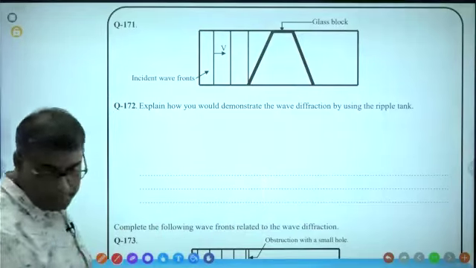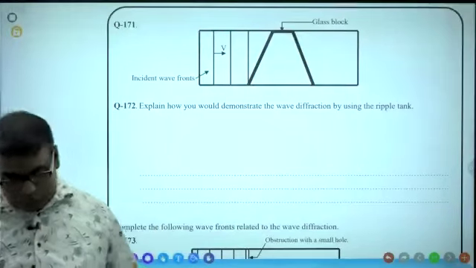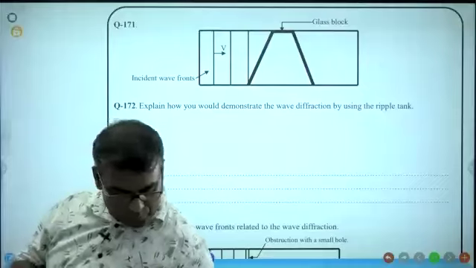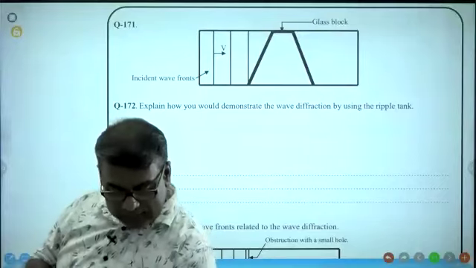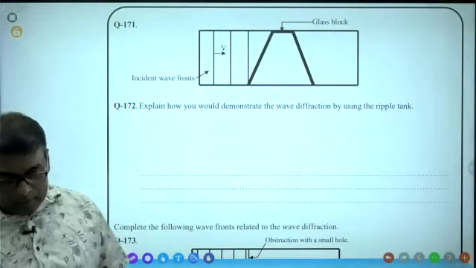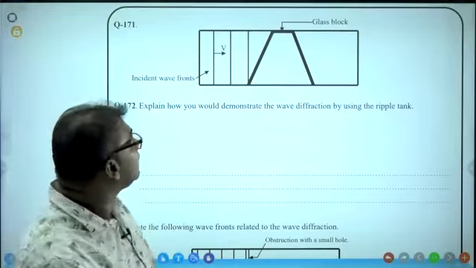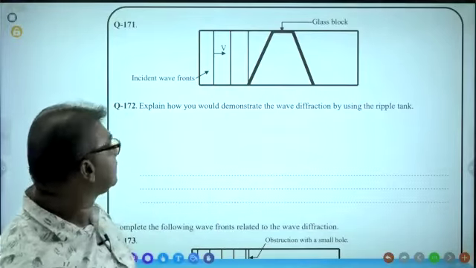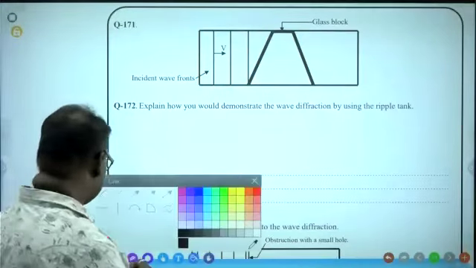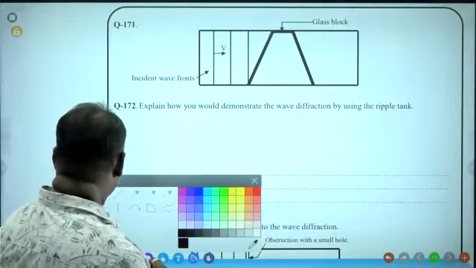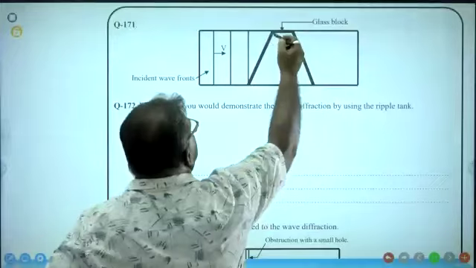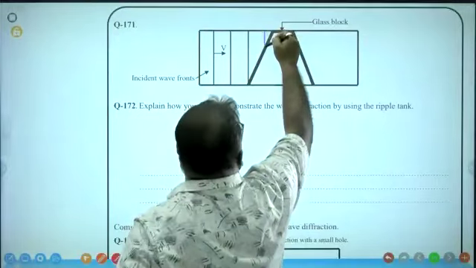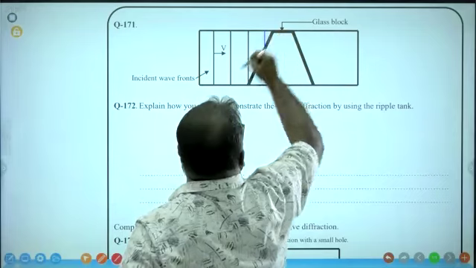Okay, 171. You are asked to draw again the same question, no? Basic process of 169, 170. Again, we are going to demonstrate the way of refraction, right? Okay, here we have an inclined glass block like that. Okay, can we complete now? Right here.